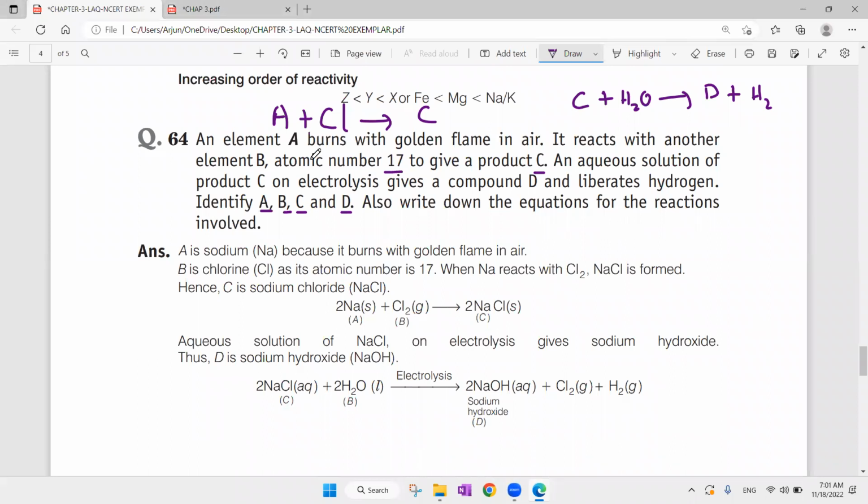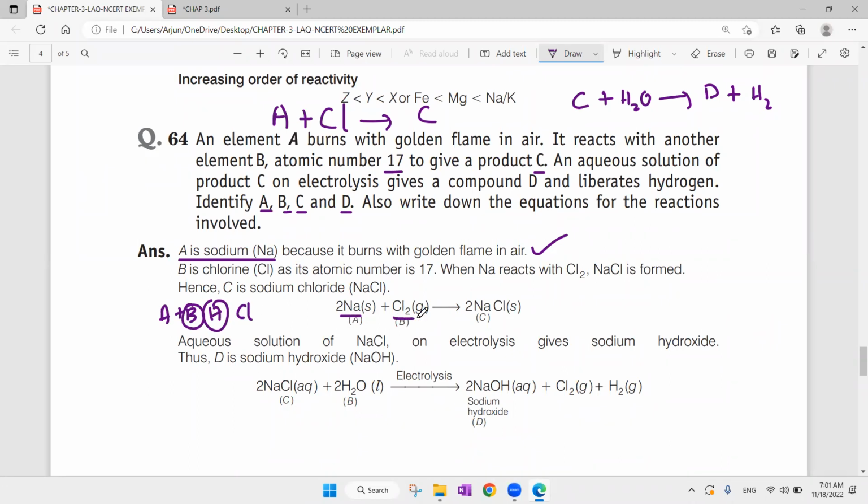Element A burns with golden flame in air. Golden flame in air, indirectly they are talking about fire. Fire will be golden yellow, isn't it? So that A is sodium because it burns with golden flame in air. So we got A. It reacts with another element B, atomic number 17. That A should react with B, that B atomic number is 17, so that is chlorine.